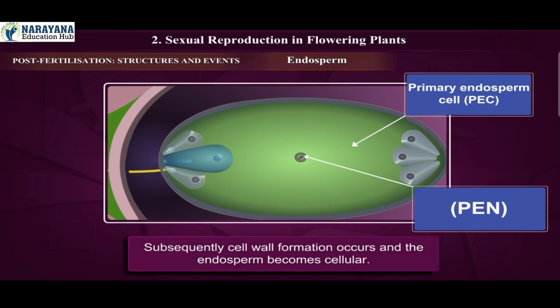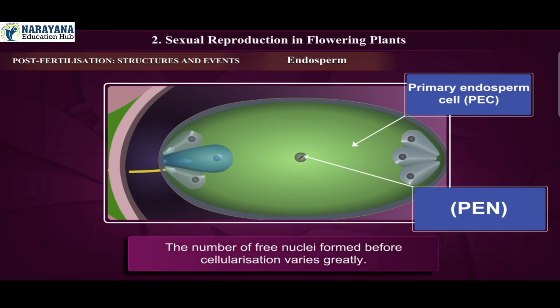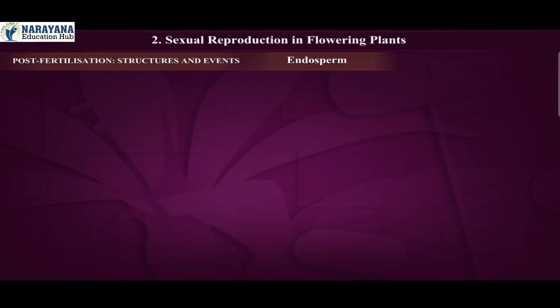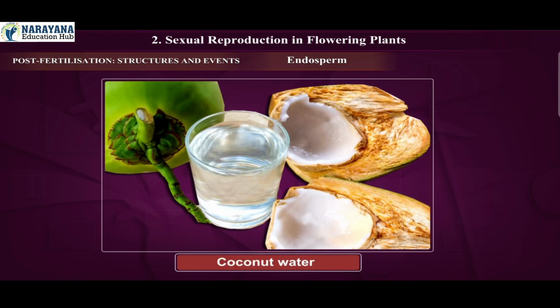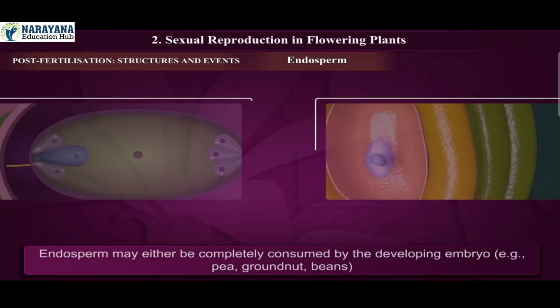Subsequently, cell wall formation occurs and the endosperm becomes cellular. The number of free nuclei formed before cellularization varies greatly. The coconut water from tender coconut that you are familiar with is nothing but free nuclear endosperm, which is made up of thousands of nuclei, and the surrounding white kernel is the cellular endosperm.